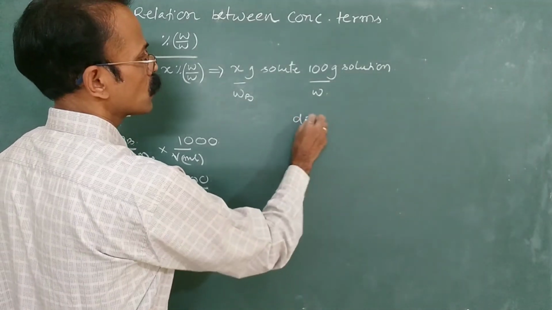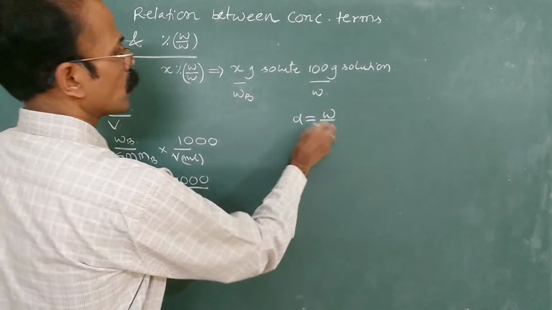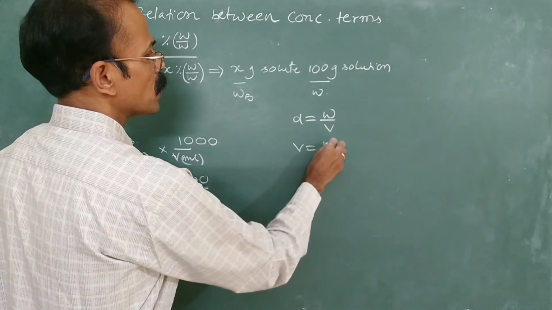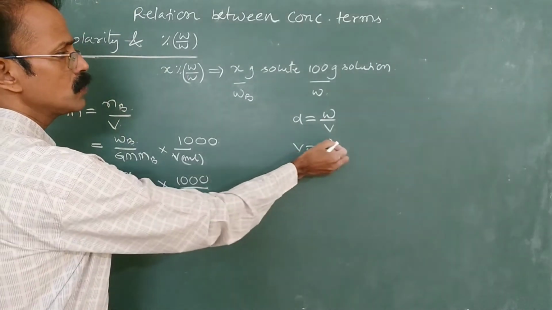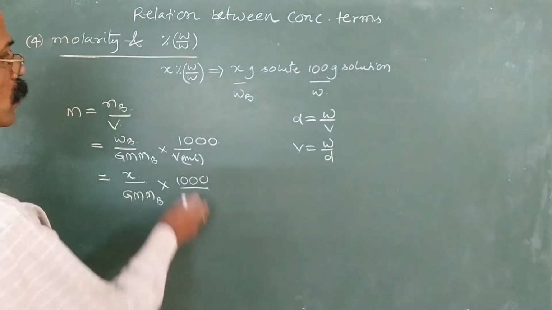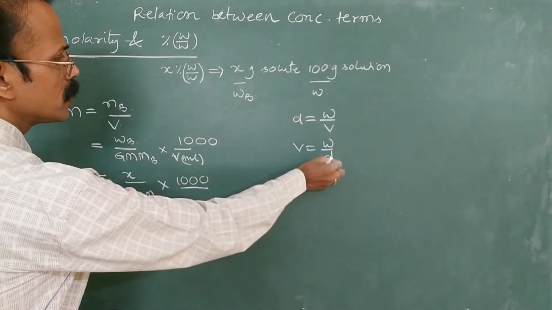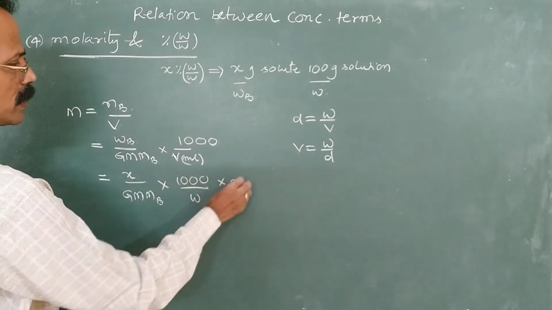So density is equal to what? Mass by volume. So the volume is equal to mass by density. Volume of solution is equal to mass of solution divided by density. So for volume we can write mass divided by density.